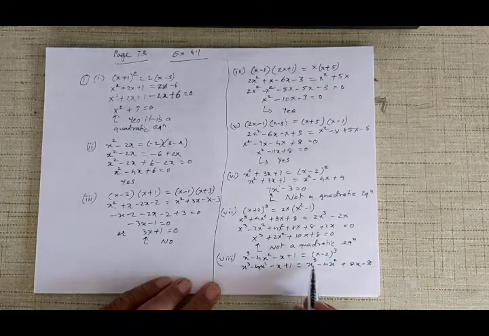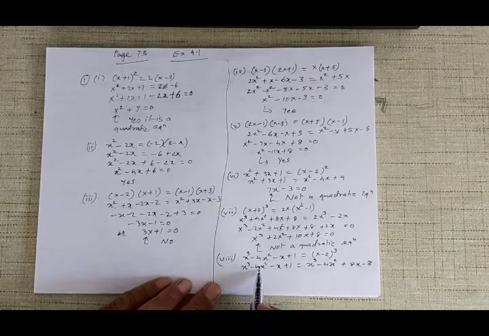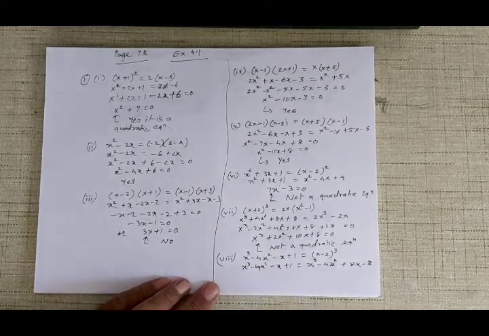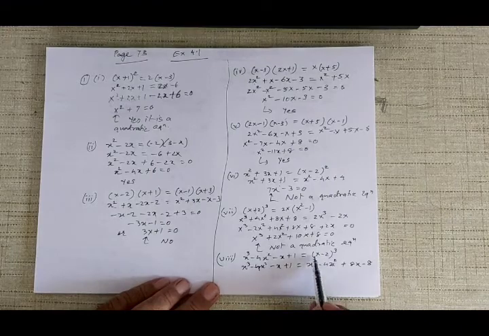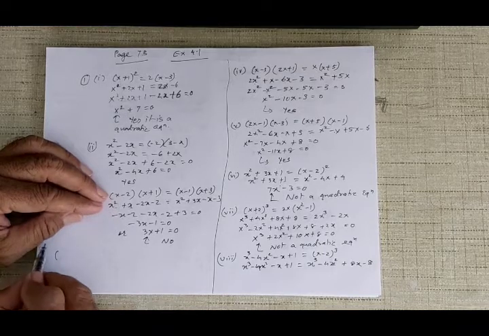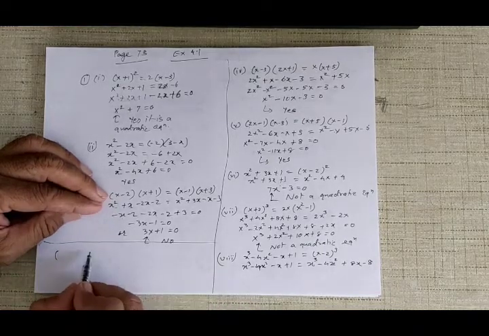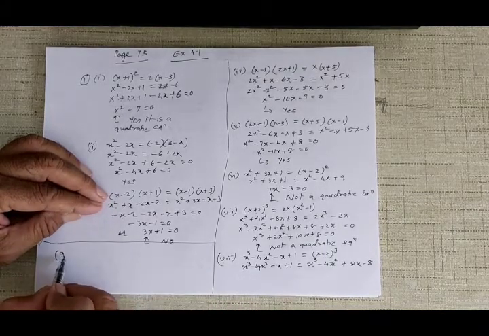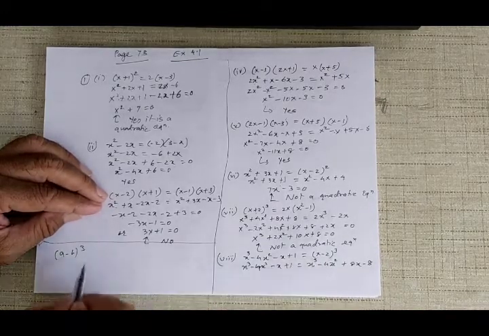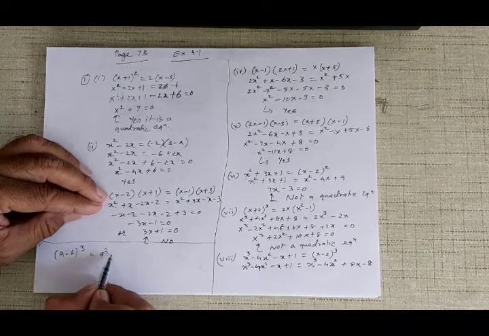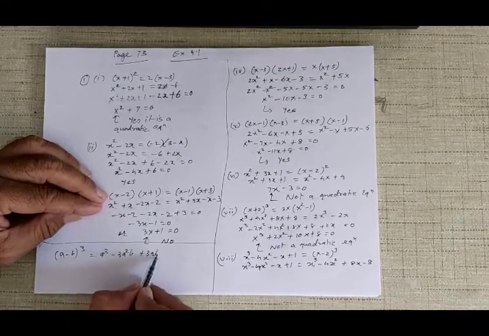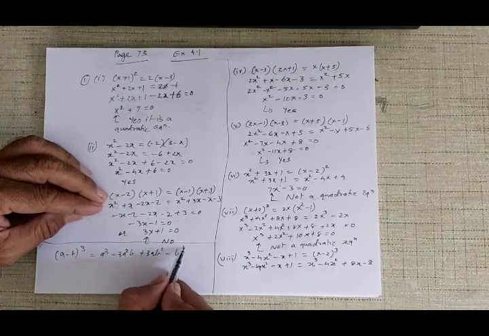Okay, now x cube will cancel out from both the sides, minus 4x square, and this will become plus 4x square. Once again, just in case you don't know, the expansion of a minus b whole cube is a cube minus 3a square b plus 3ab square minus b cube.